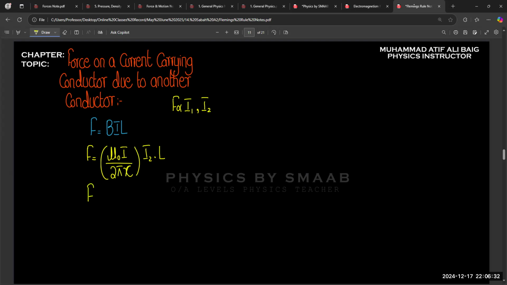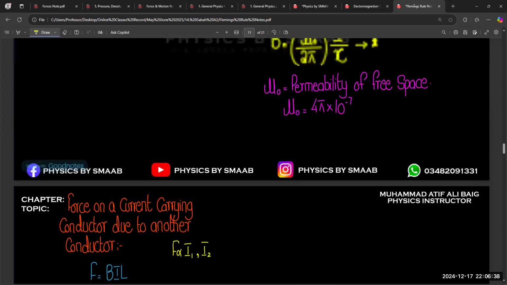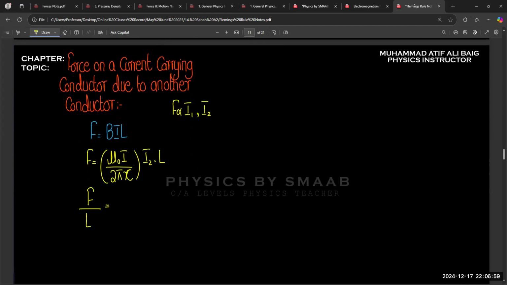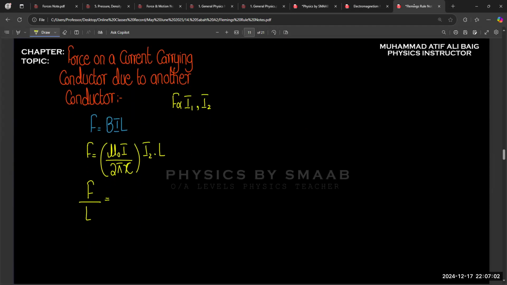So instead of using B, we use its other formula, which is mu naught over 2 pi x. Because in the previous formula we discussed, it is the magnetic field around a straight current carrying conductor. We already calculated the value of the magnetic field, so we use that direct value. We substitute it into the equation of B, and instead of putting I, we put I2, the current from the second conductor, multiplied by the length.